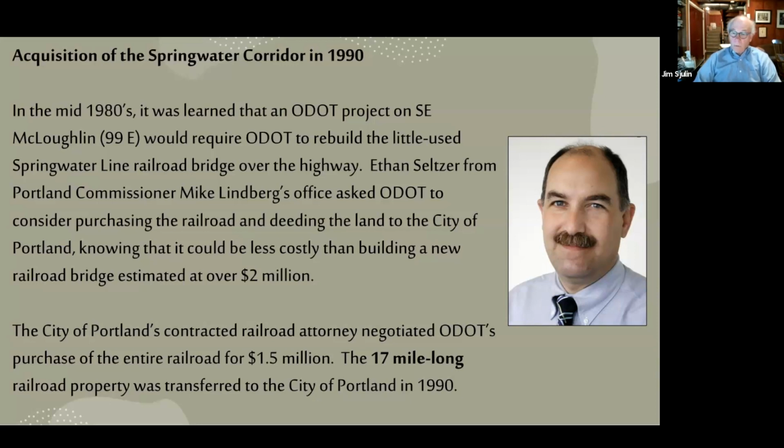Well, it all worked out. That's the way it worked out. Saved ODOT $500,000 at least. And the city of Portland ended up owning a 17-mile long railroad property beginning in 1990, which later became the Springwater Corridor. It was a coup. Thank you, Ethan.